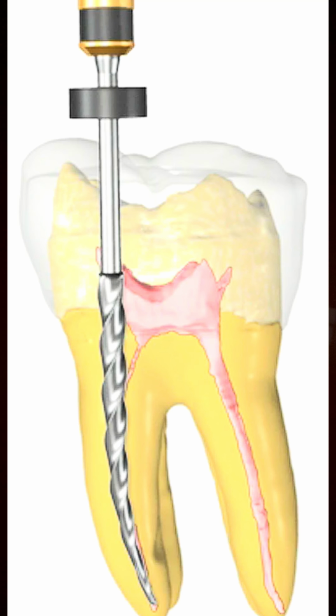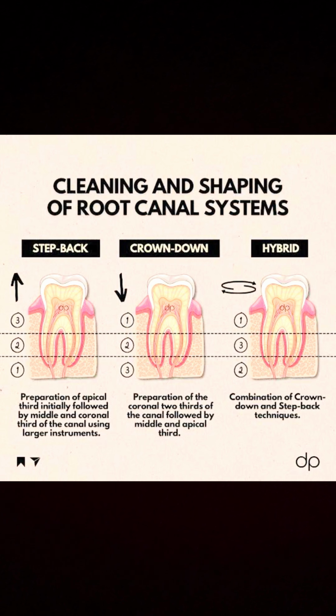This concept of coronal pre-enlargement is recommended for the following reasons. Root canals have multiplanar curvatures that increase the stresses on shaping instruments as they proceed apically. Enlarging the orifices and 2 to 3 mm of the coronal third reduces the stresses on shaping instruments.